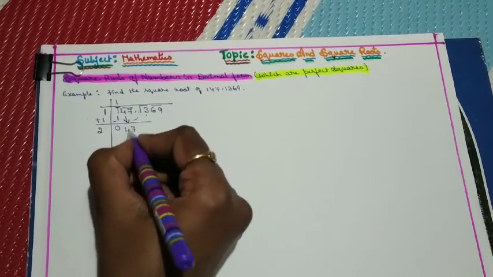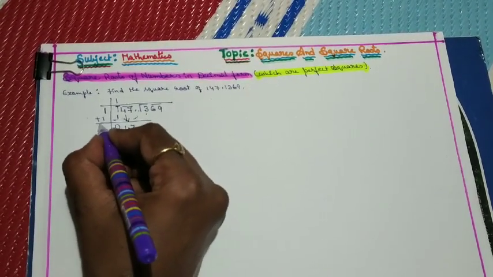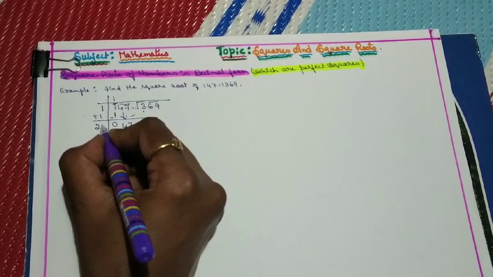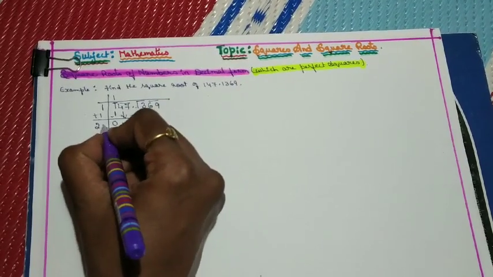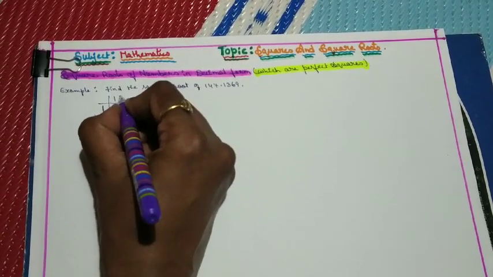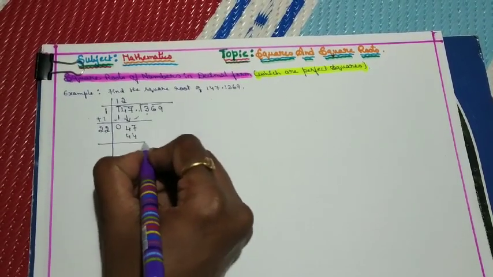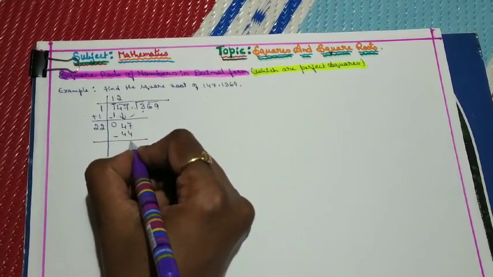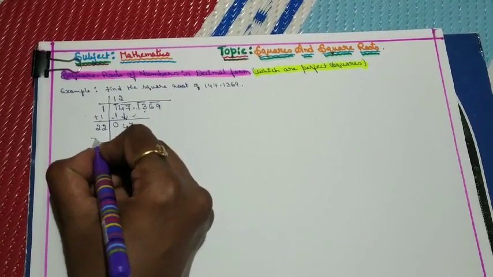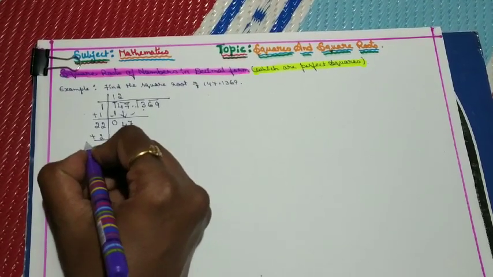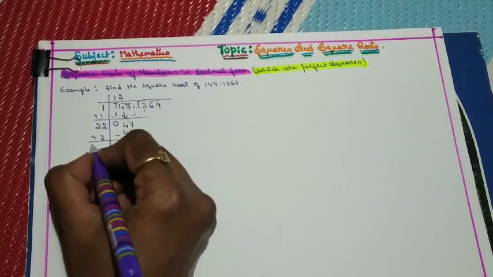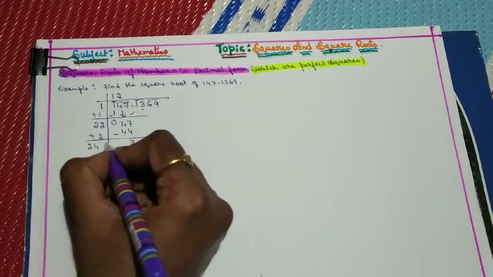47. Alright, so the value is 47. Here it is in the tens place. So 22 2s becomes 44, which is nearer to 47. So 22 2s are 44. Then subtract, 7 minus 4 is 3. Add the same divisor which we have written, plus 2. So 22 plus 2 is 24.